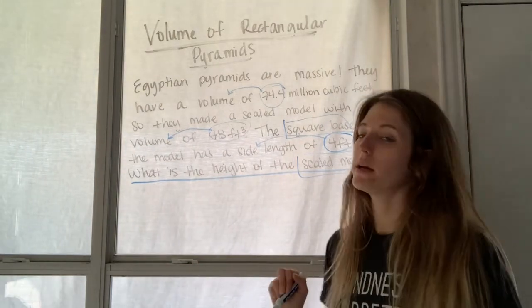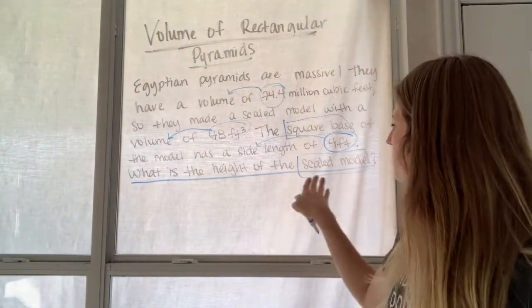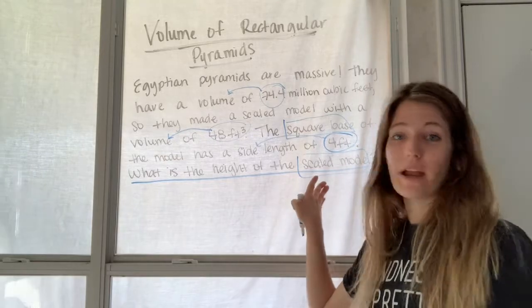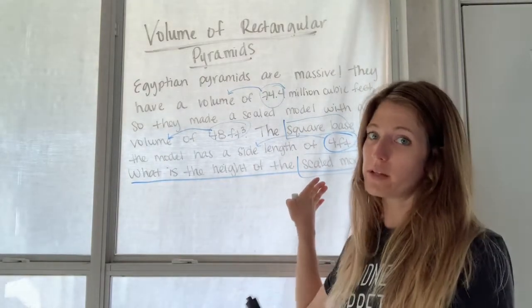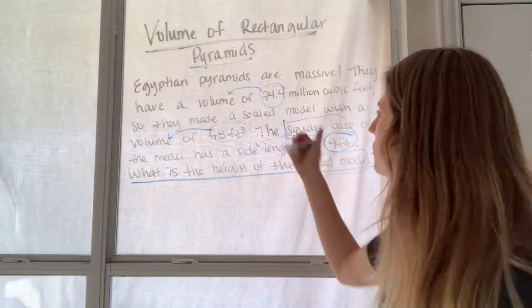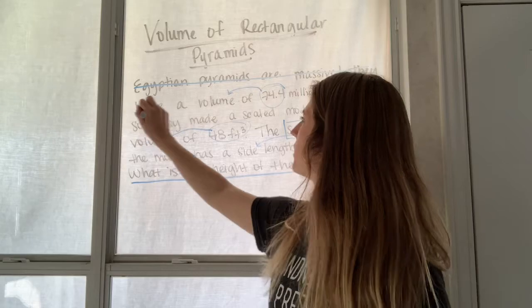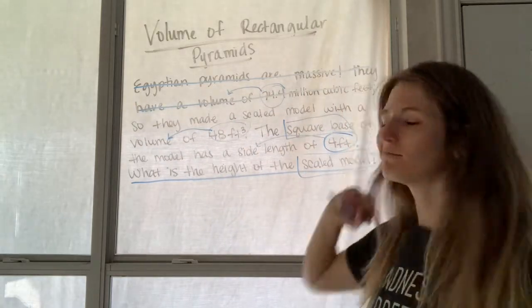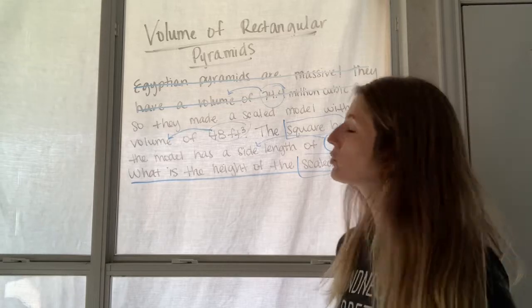Now I'm going to eliminate unnecessary information, and in this case we do have some. So if you notice, I'm looking for the scaled model. Therefore, anything pertaining to the actual height of the pyramids, the actual pyramids, is not necessary. So I am actually just going to exit all that out, including the 74.4 million. I don't need it. So I eliminated unnecessary information, and now I'm going to go in and solve.